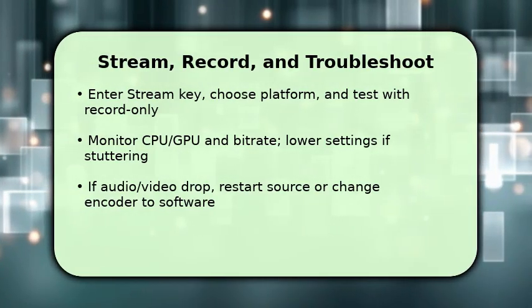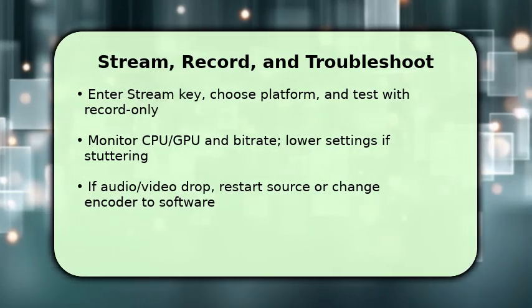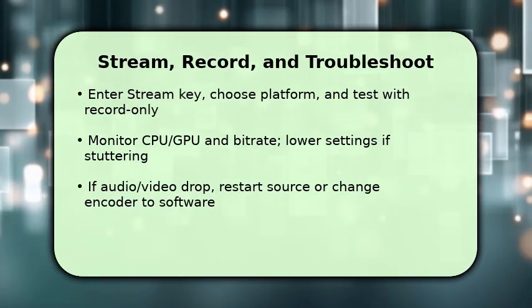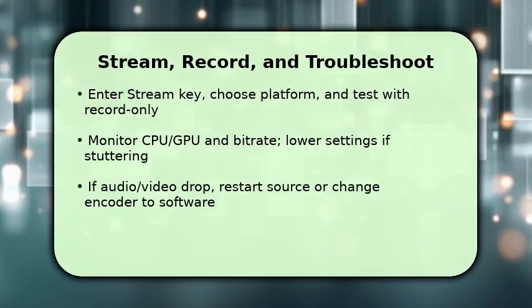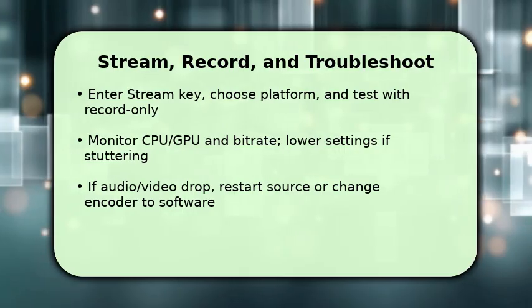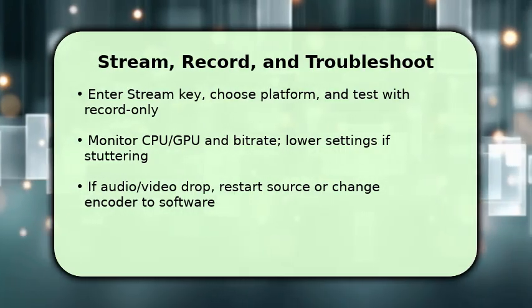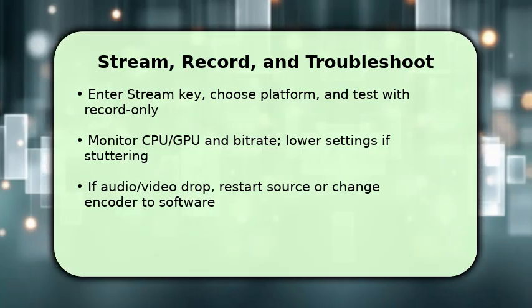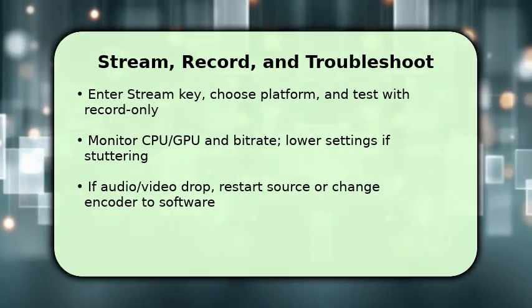If you see dropped frames, reduce resolution or bitrate, or switch to a faster encoder. If audio or video disappears, first restart the affected source, then toggle the encoder between hardware and software. Most issues clear after reconnection, and make sure drivers and Prism updates are current.